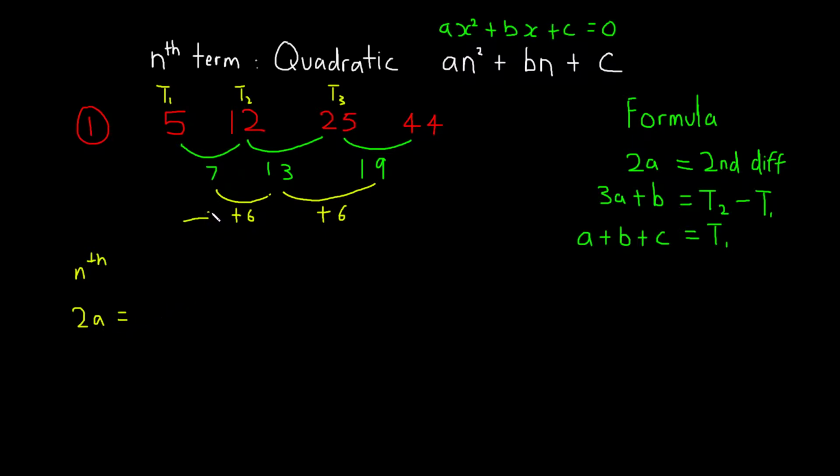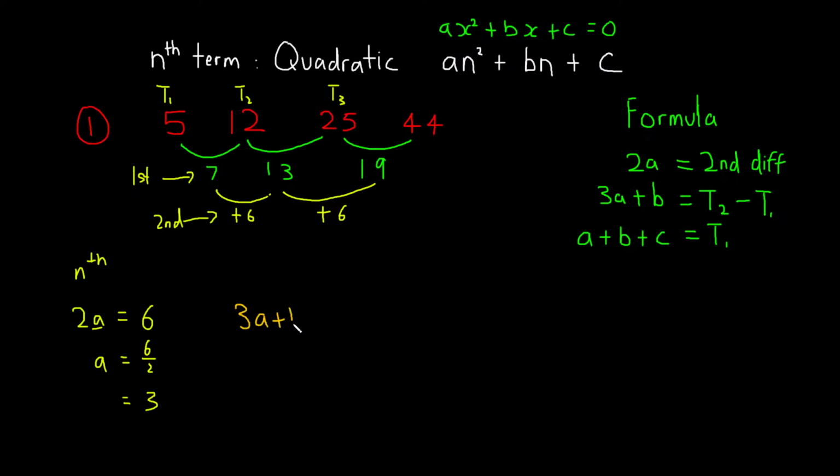This is your first difference, then this is your second difference where it is consistent. So 2a equals to 6. From here, you can solve your only unknown. A equals to 6 divided by 2, which is 3.